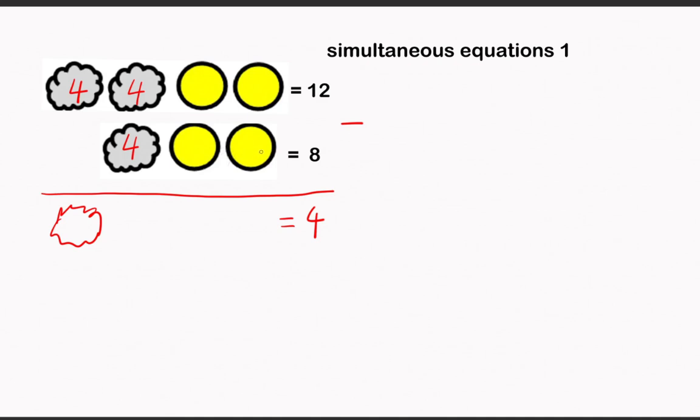Once I know that 1 cloud is 4, then it's easy to work out the value of the missing circle, because here on the bottom one, for example, it has to add up to 8. So each one of these must be 2, and you can see it works on the top, that it all adds up to 12 as well.